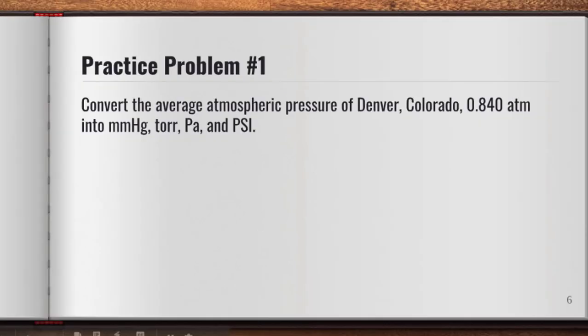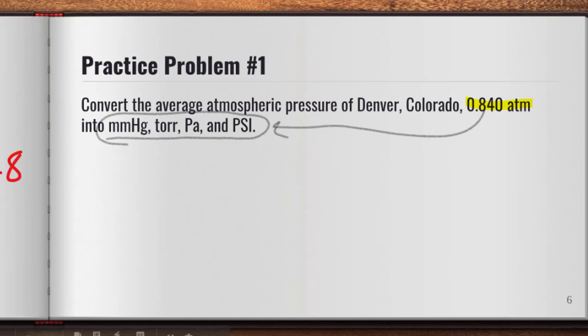So let's go ahead and dive into this practice problem. It says, convert the average atmospheric pressure of Denver, Colorado, 0.840 atm into millimeters of mercury, torr, Pa, and PSI. So we're starting with 0.840 atm, and the question is asking for us to convert to millimeters of mercury, torr, pascals, and PSI. So we're going to do 4 problems here, and these problems are all dimensional analysis. It's pretty straightforward how to do this. So let's start with the first one.